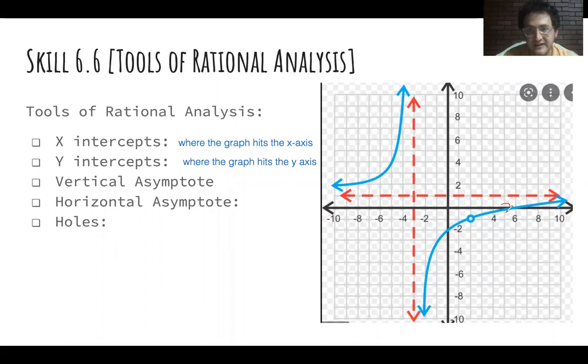So let's see, we have an x-intercept here. And you can put them in coordinate form. We actually just have one x-intercept, so that would be at, in this case, (5, 0). And then the y-intercept takes place at (0, -2).